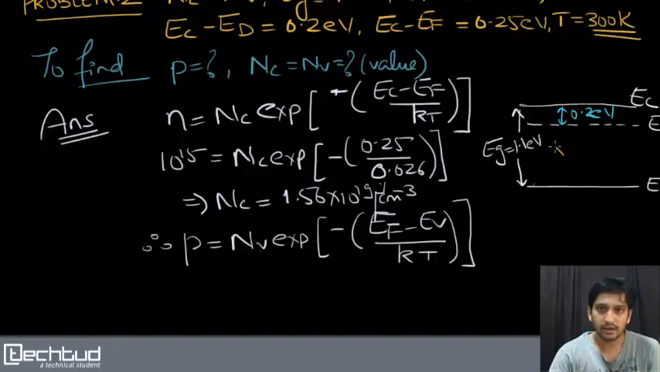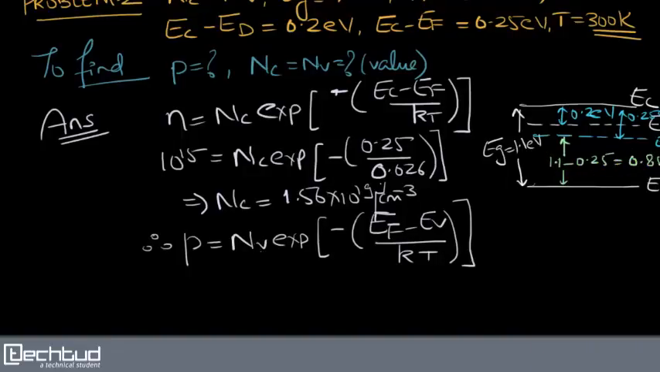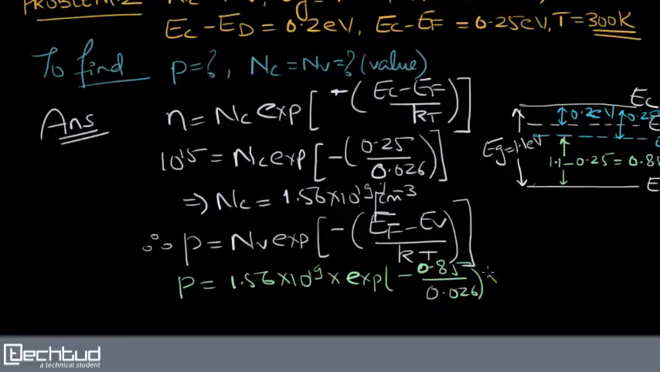The difference between EC and EF is 0.25 electron volt. So this is your EF, 0.25 electron volt. Now you need to determine this other difference. Since this is 1.1 and this is 0.25, 1.1 minus 0.25 will be this difference, which comes out to be 0.85 electron volt. To substitute it here, p will be nothing but 1.56 into 10 to the power of 19 into exponential of minus 0.85 by 0.026. So the concentration of holes will come out to be 8.71 into 10 to the power of 4 per centimeter cube.